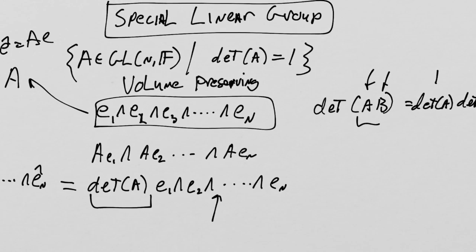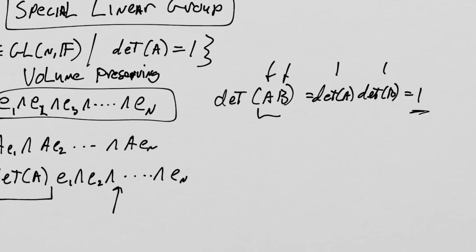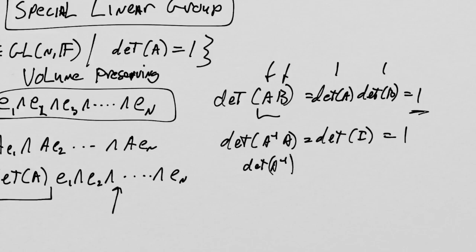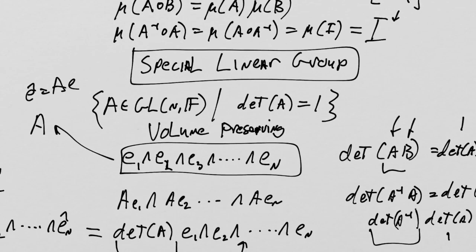And we know that the determinant of the inverse is also going to be equal to 1, because we have this rule: the determinant of A inverse times A equals the determinant of I, which is equal to 1, right? So the determinant of A inverse times the determinant of A equals 1. We know this guy is 1, so we know that guy's 1. So the inverse is also a member of the group, and the identity is a member of the special linear group, so it's a group. The point is it's a group.